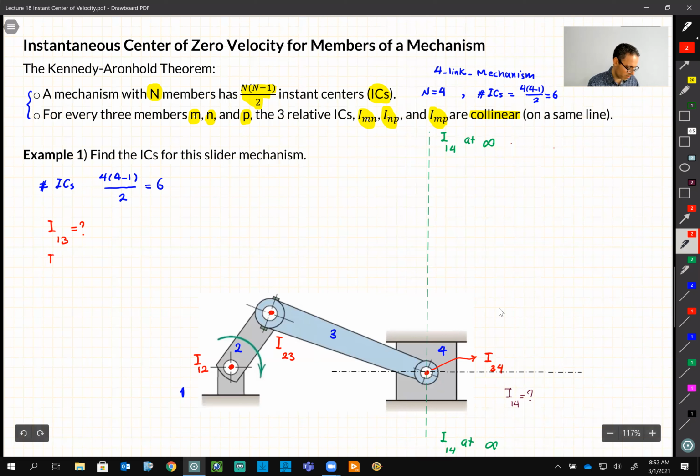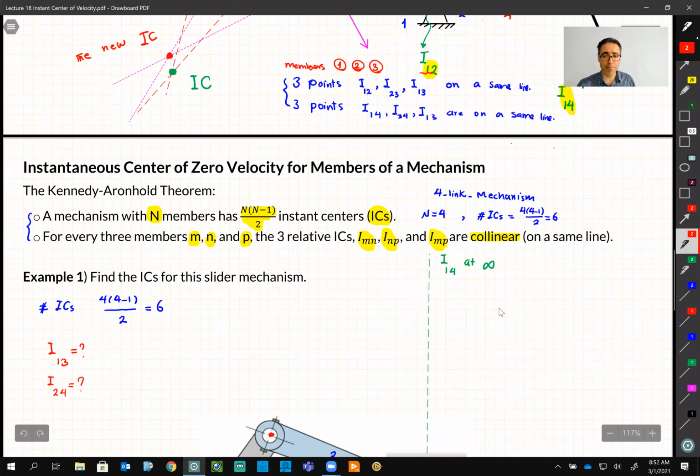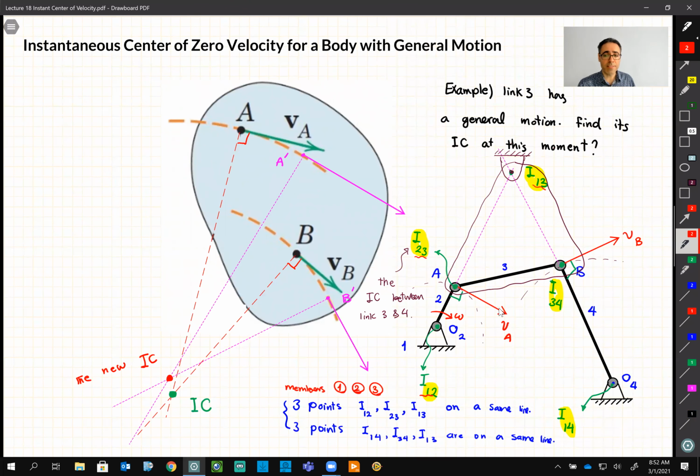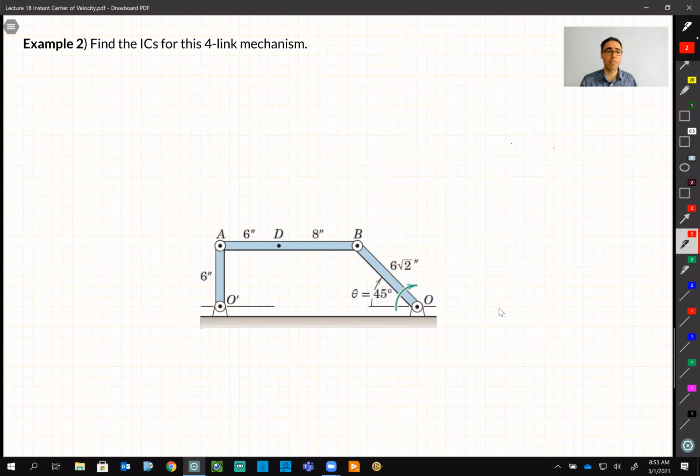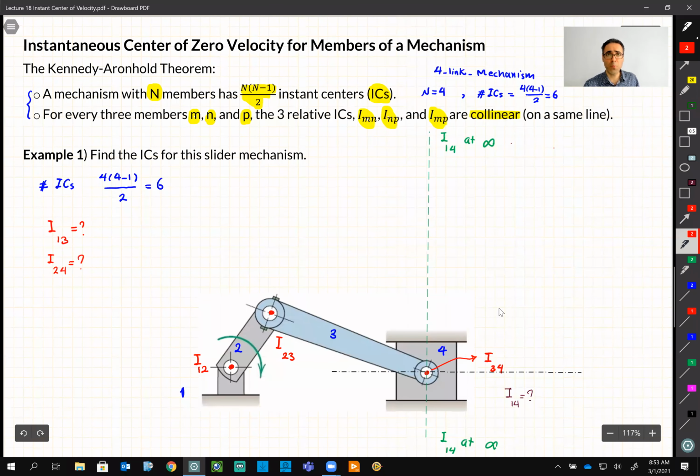Let me write it down here. And the same for the previous example. I want you to find the 6th one, which is I24. All right, so solve this example and this example, and maybe also, if you have time, try this example too. Good luck with your midterm, guys, and see you all on Wednesday with the rest of this lecture.